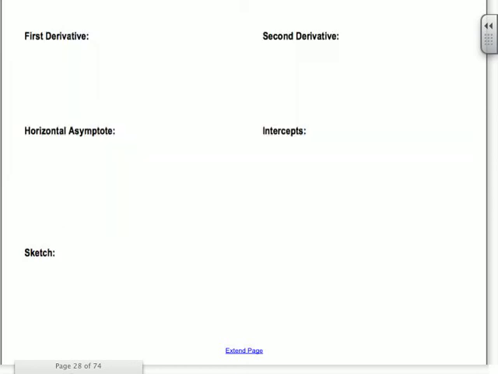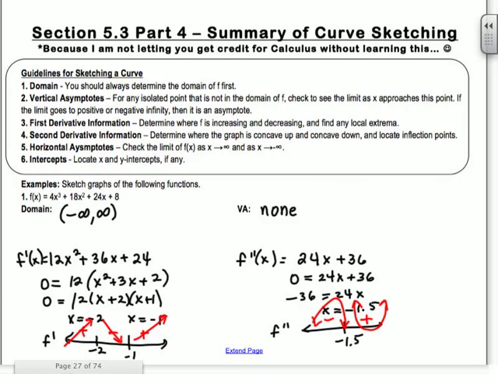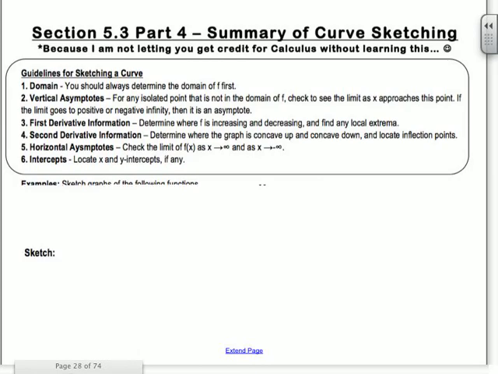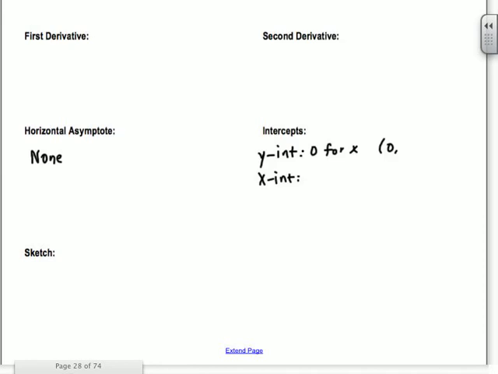I have no horizontal asymptote. It wasn't a rational function. It wasn't like a fraction. There was no denominator. Intercepts. I can find my y-intercept and my x-intercept. My y-intercept is real easy. It's when you plug in 0 for x. So in your original problem, if you plug in 0 for x, 8. So you get 0, 8.